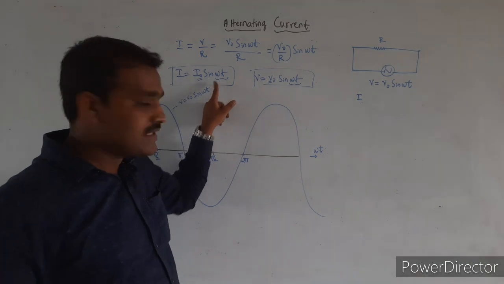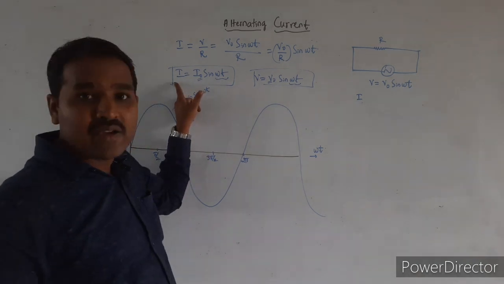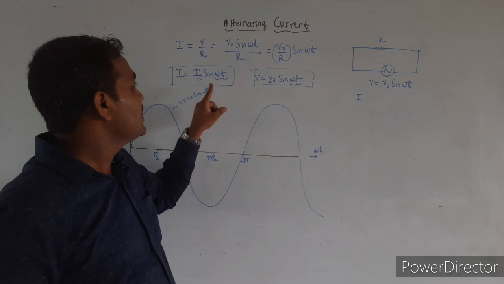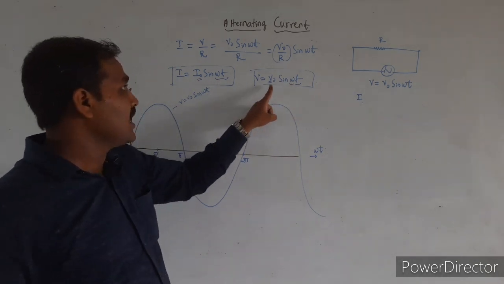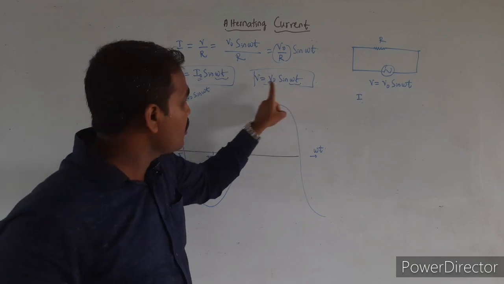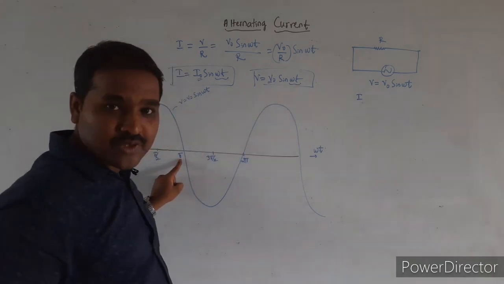Similarly, substitute omega t is equal to pi by 2. What happens? I will be equal to I naught. Similarly, if I substitute omega t is equal to pi radians, automatically sin pi is equal to 0, V will be equal to 0. That is what we observe here.